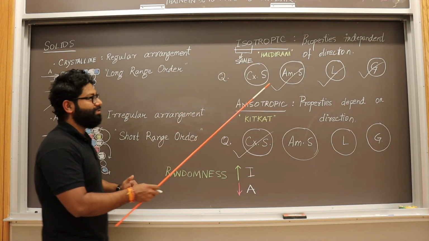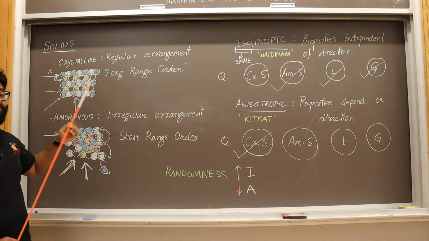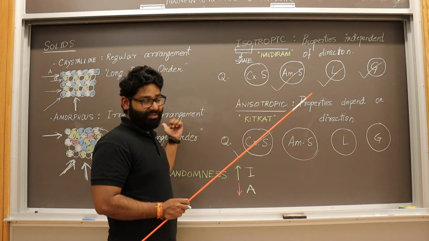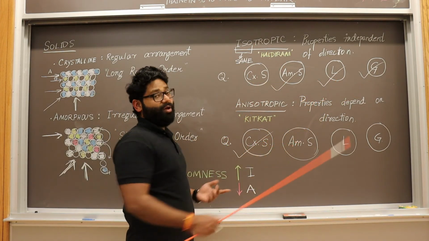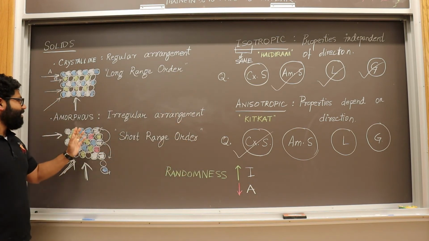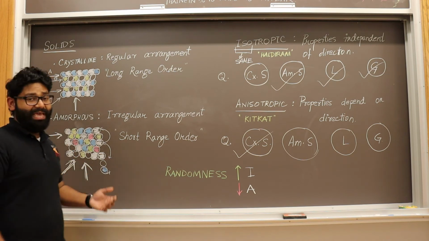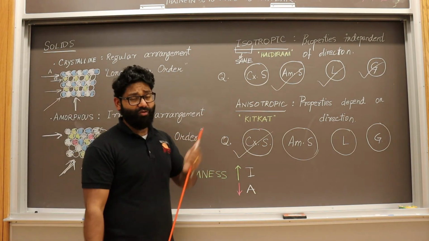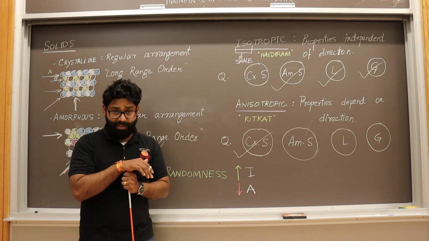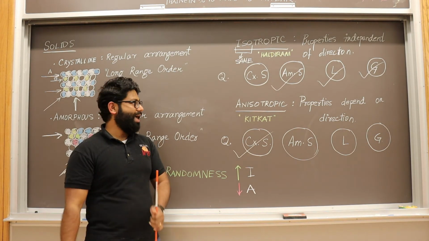So amorphous solids are isotropic. Crystallines are not, because they will behave differently from different directions. Amorphous solids are isotropic because of the same reason. Liquids and gases also, because they are so haphazard and there is no order. So if amorphous solids behave as isotropic, liquids and gases are bound to behave as isotropic, right? This is a very simple concept, might be counterintuitive, but if you stop and think about it, it will make sense to you.